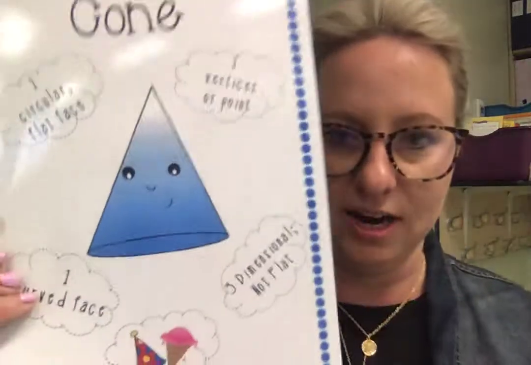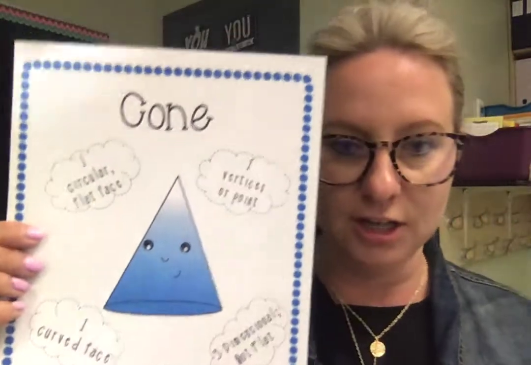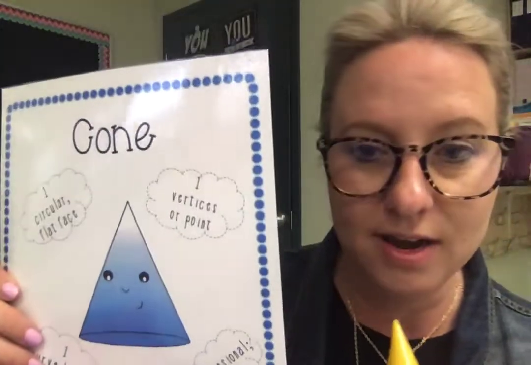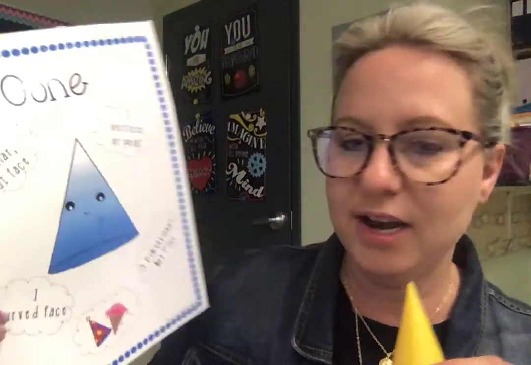Now, on my poster here, it says a cone has one circular flat face. Remember, the face is the flat part. If I turn it upside down here, you can even see the word cone. Can you see this shape? It's a circle. It has one vertice or point. Do you see that right here? And it has one curved face. So this is not a flat face. It is one curved face that goes all the way around the cone.